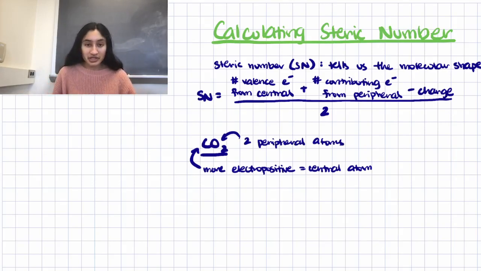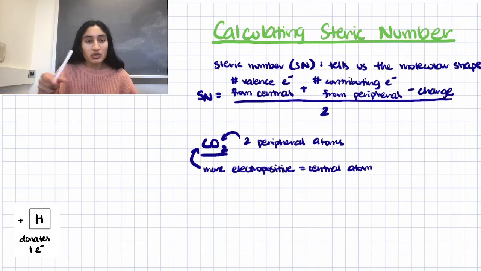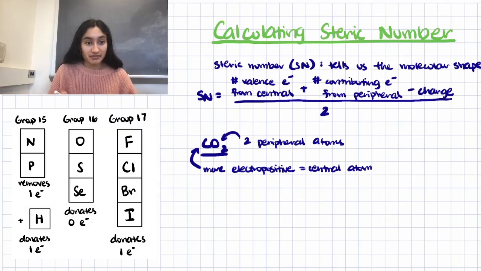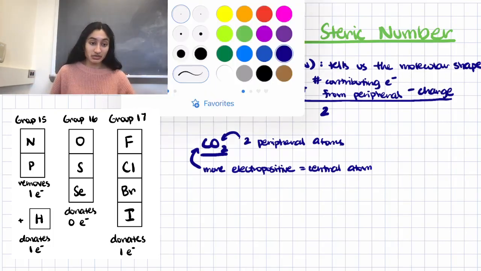Now, the next thing that we need to know is, okay, we found our central atom, so we can know the number of valence electrons. However, what do the contributing electrons mean? In order to understand this, you can look at this handy-dandy table we have in the bottom left corner. It shows you what the contributing electrons are for different groups in the periodic table.